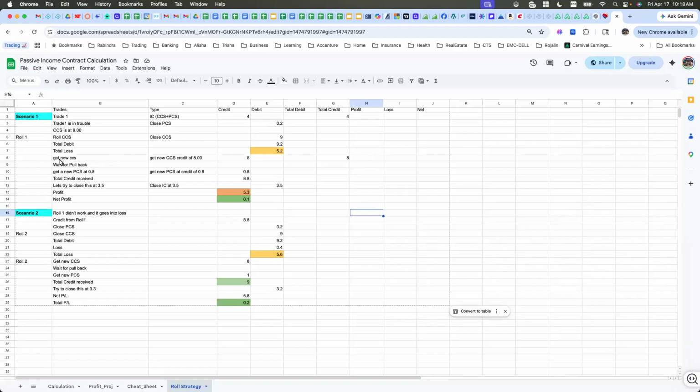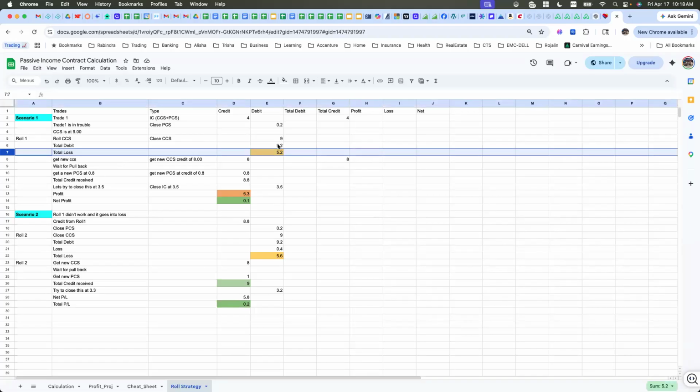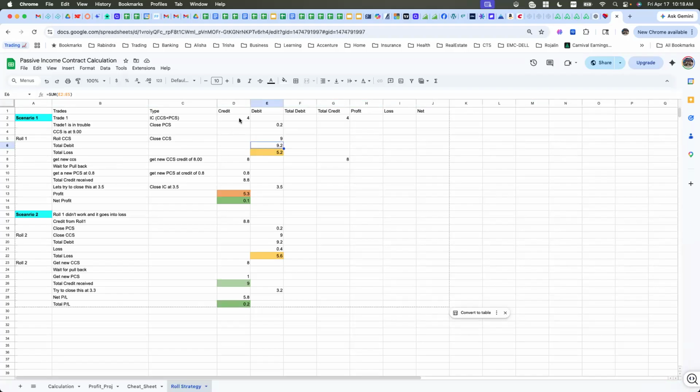Okay, and what is the total loss in this case? You paid 9.2, you had received 4. So how much is the total loss? 5.2 per contract. Now you are getting the new CCS around, suppose, $8. That is the roll, right? So roll one.